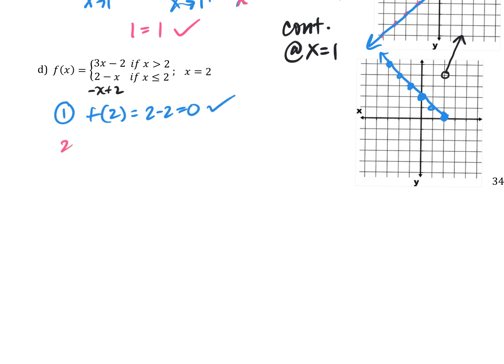Then in step 2, we got to compare limits. I know this is new. The limit as x approaches 2 from the left. That's how we say it. That's how we write it. And this is all new. Do you think I want when x is greater than 2 or when x is less than or equal to 2? If I'm approaching 2 from the left, I want to look at that equation right here. I'm going to say 2 minus x. And we got to see, is that equal to the limit as x approaches 2 from the right?